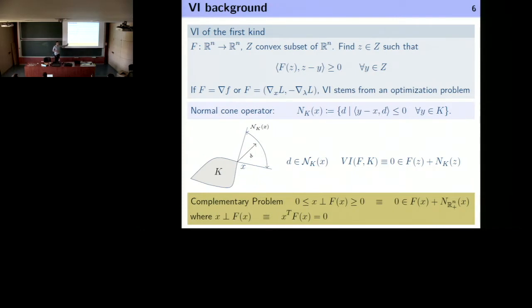And so the link to complementarity problems is that basically, if your feasible set is a positive orthant, then you have a complementarity problem, where this perpendicular operator is just a shorthand notation for having this equality here.